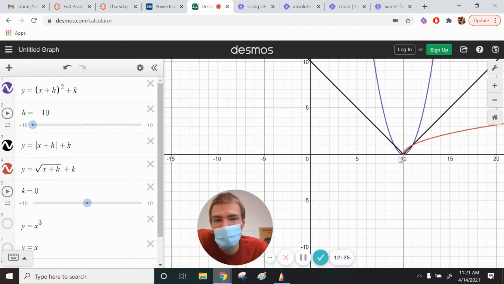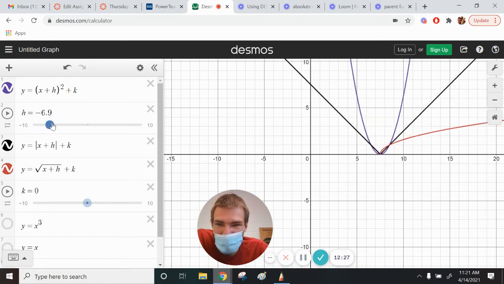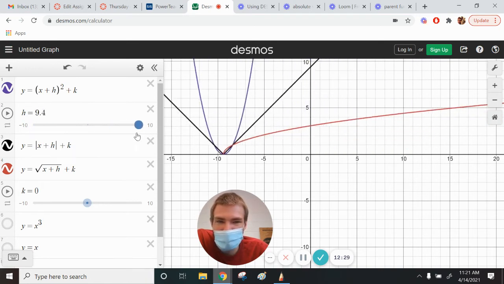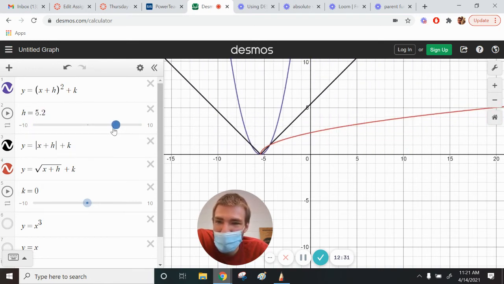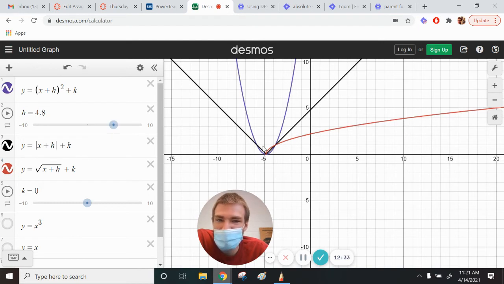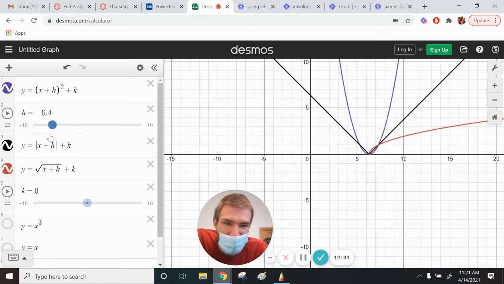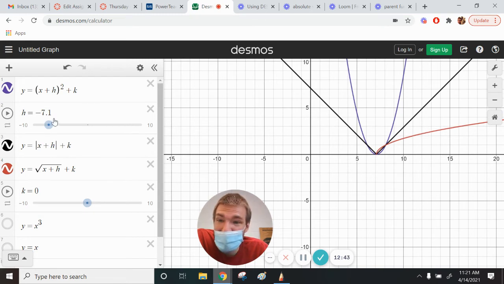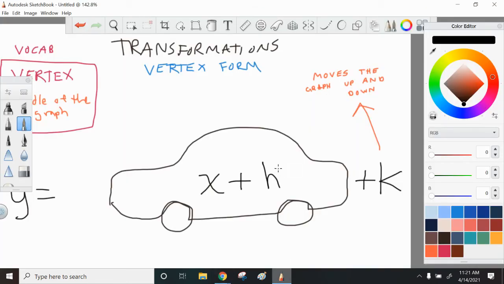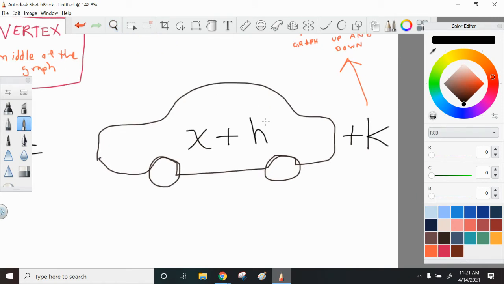So H is a little tricky, okay, because it moves you left and right. That's not a surprise, but +5 slider means -5 graph. If I go to +7 graph, I'm at -7 slider. Okay, so right here, we need to go ahead and fill this in as well.